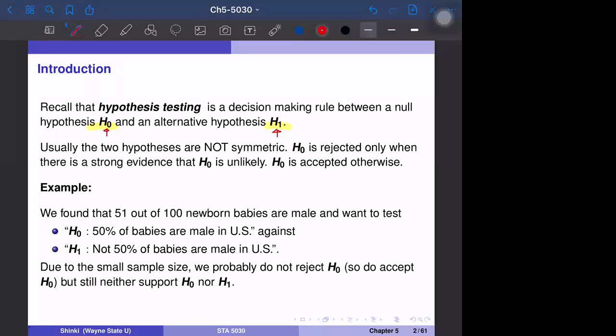Basically we have no useful information. So null hypothesis, we say.